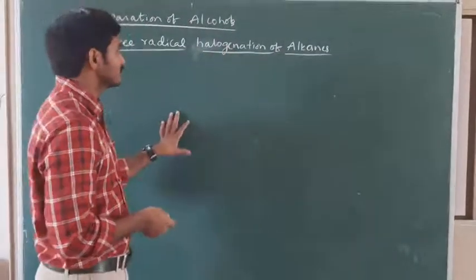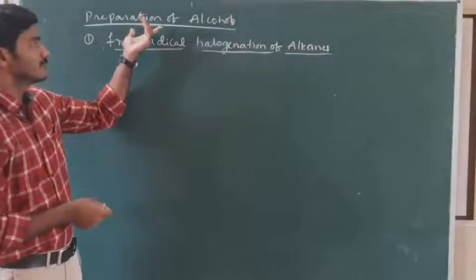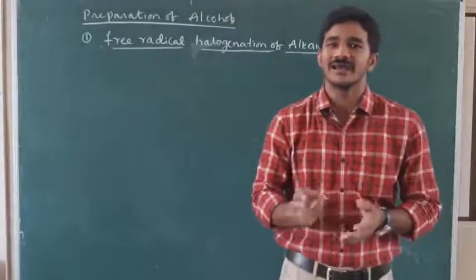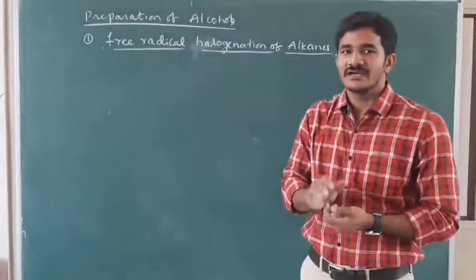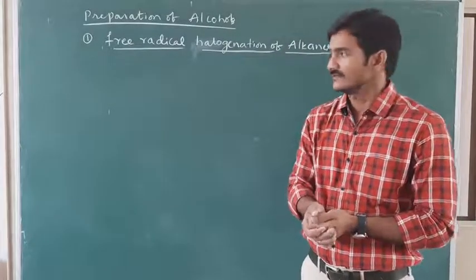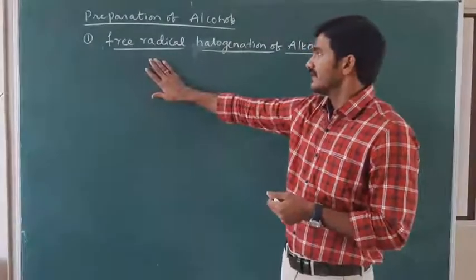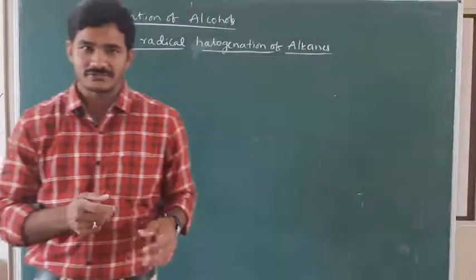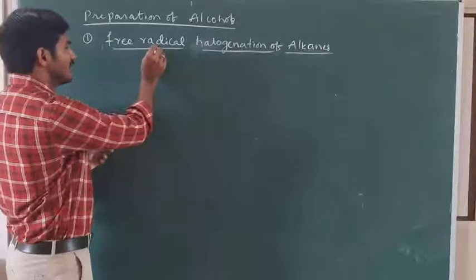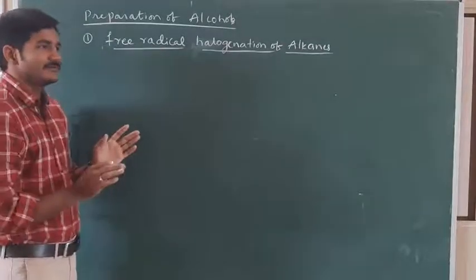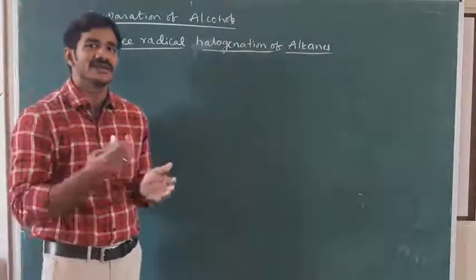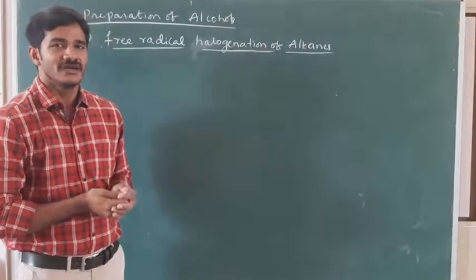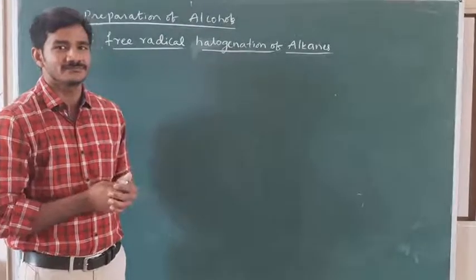In this lecture, I am going to explain the preparation of alcohols from hydrocarbons. In that, first I am taking alkanes. Hydrocarbons, three types are there. First method is free radical halogenation of alkanes. Free radical halogenation will be favored by light, UV light. In the presence of UV light, the reaction can be carried out, or at very high temperature.